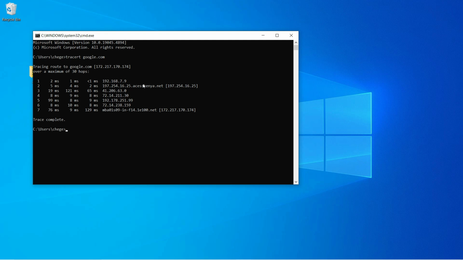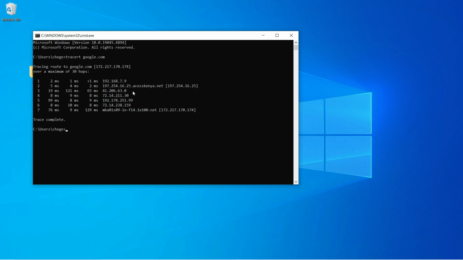Then the third hop, now the time is increasing, 121 to 19 milliseconds. So this is a backbone that is closer to your destination. These are backbone routers, maybe beyond my ISP. All these are backbone. Then the last one, which is the final hop, as you can see, between 9 milliseconds and 129, is the time it takes to reach the Google server. So this is the Google server.